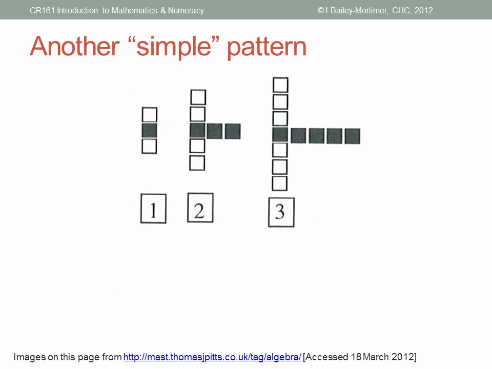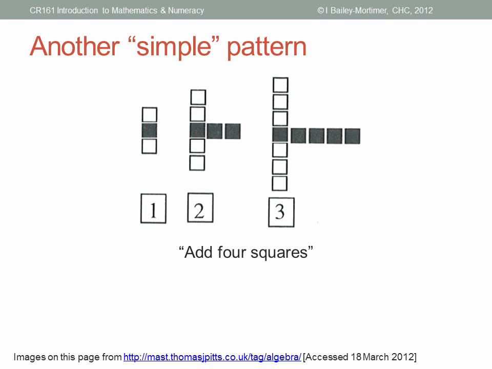Let's try that again with a different pattern. Here's a simple visual pattern with white squares and black squares. Can you describe this pattern using mathematical language? Can you write a rule that describes the number of squares in each shape? Well, how many white squares are there in the first shape, the second, the third? And how many black squares are there in each shape?